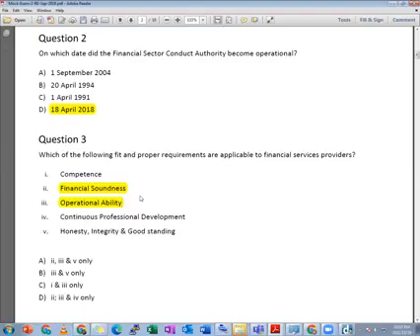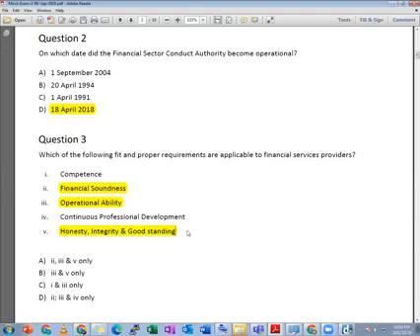Honesty and integrity, guys. If ever in the past I committed fraud, I was debarred and so forth, I acted dishonestly or without integrity and I'm not in good standing, they will not accept my application to be an FSP. So here we see that 2, 3, and 4 will be our best options, right?